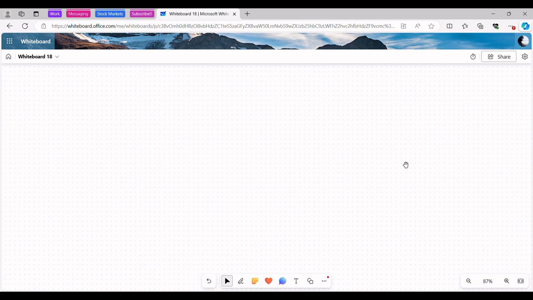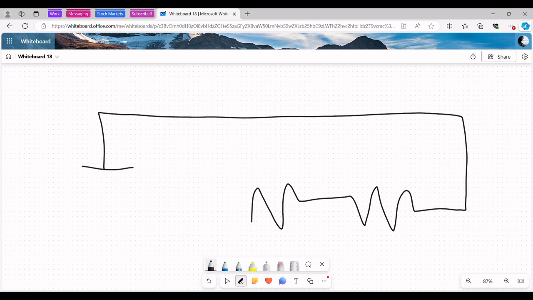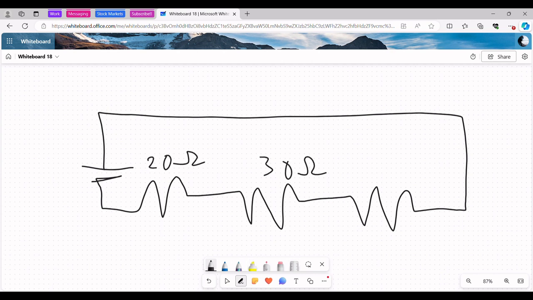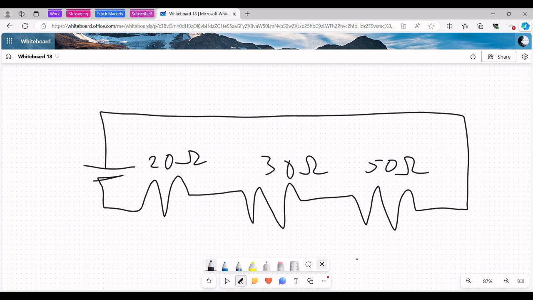All right, our second practice problem. Let's say we have a circuit that's something like this. Okay, and we've got 20 ohms here, 30 ohms here, and 50 ohms here. And we've got 125 volts going through the battery.